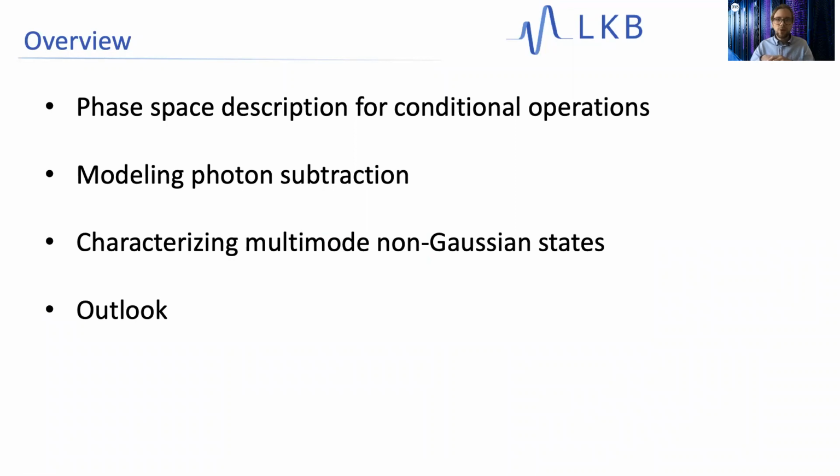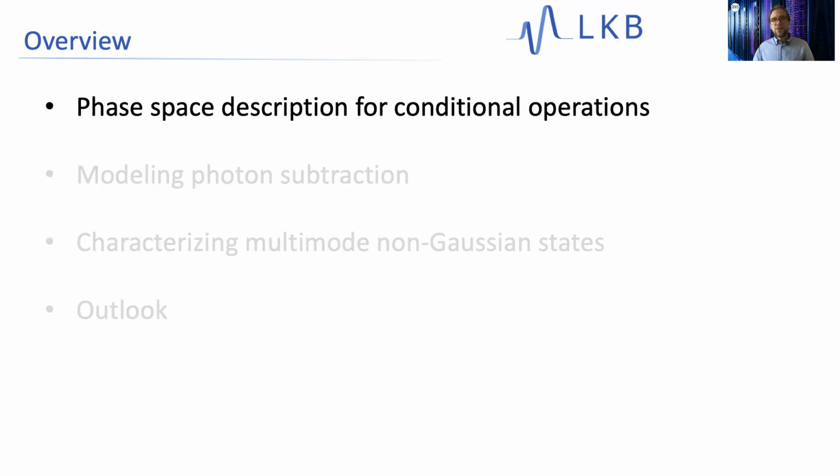So this is the more detailed outline of my talk. I will first present a general phase-space formalism to describe these conditional operations and these conditionally generated states. Then I will show you how we can apply this formalism to model photon-subtracted states. And then finally, I will do some part which is more a hybrid between theory and experiment, explaining which measurements we can use to characterize these non-Gaussian states and how this works. And then at the end, I will end with a little outlook and a little take-home message as well.